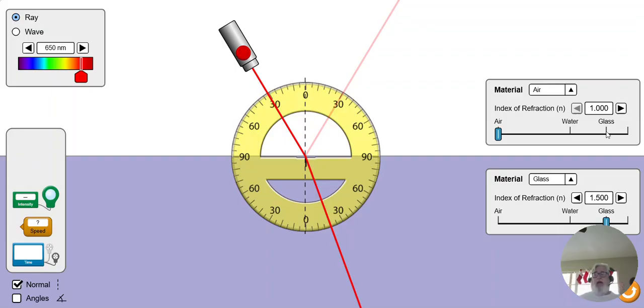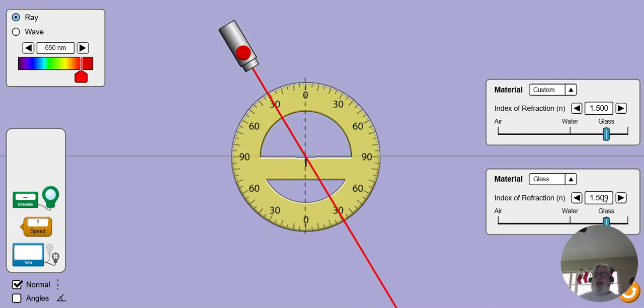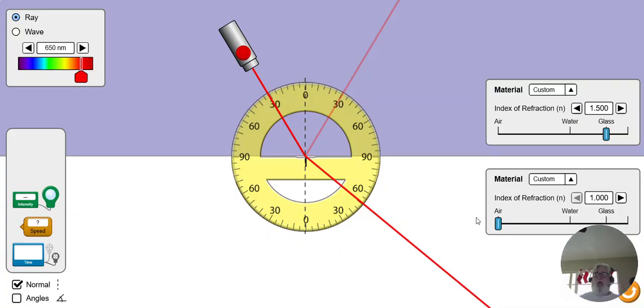Let's make this glass, and let's make that air. Aha. So we've got a 30 degree incident angle, and we still have a reflected angle of 30 degrees. Remember, these waves are going to reflect and refract. But now we're going into a less dense material, a material that has a lower index of refraction, and so the angle between your surface normal and your ray is going to be even greater.